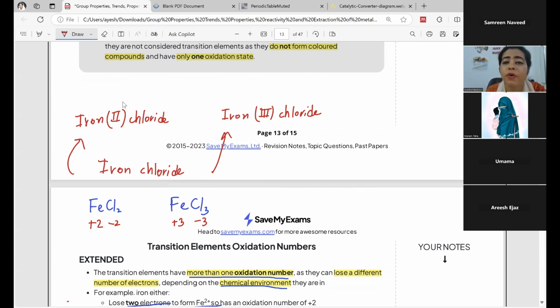They are telling you the oxidation number of this iron is +2, and this iron is +3. So it means iron is present in 2 different oxidation states. So like this we can identify.